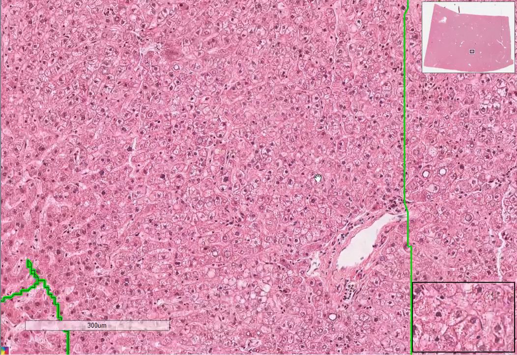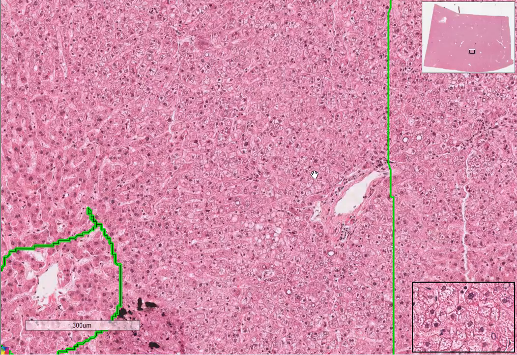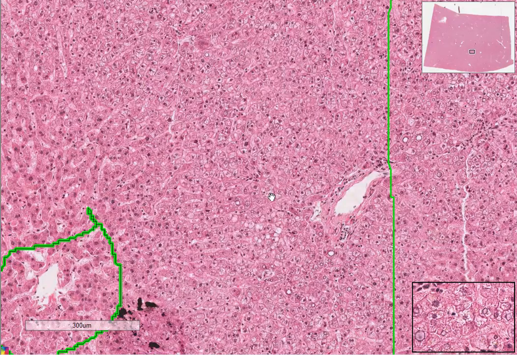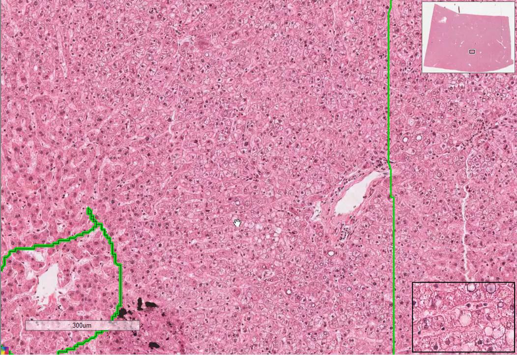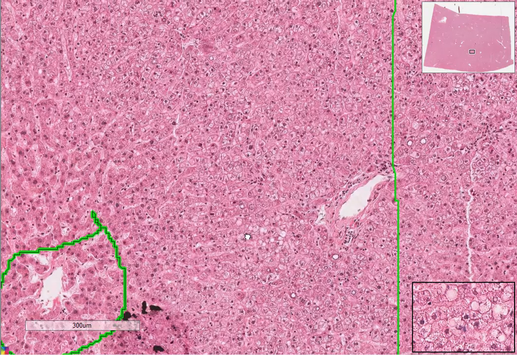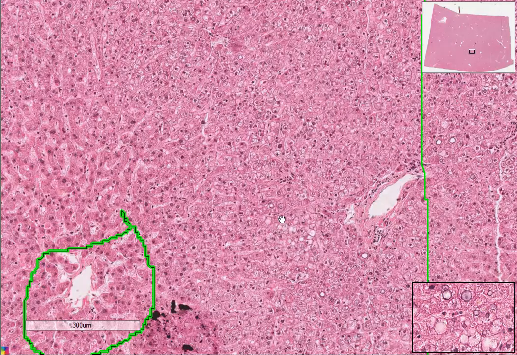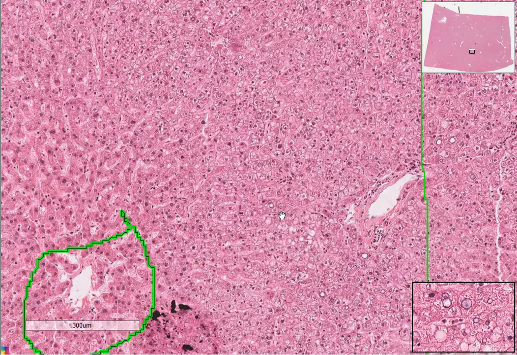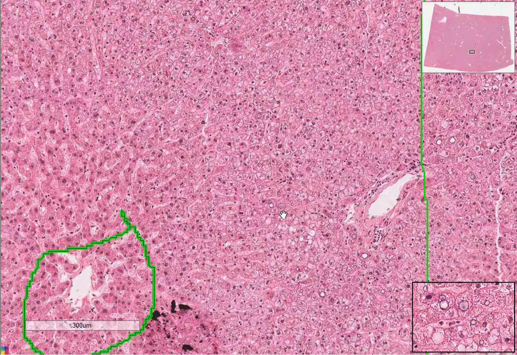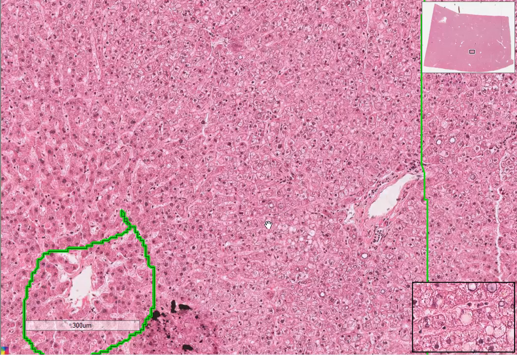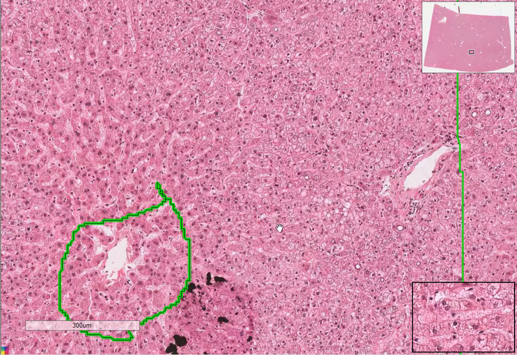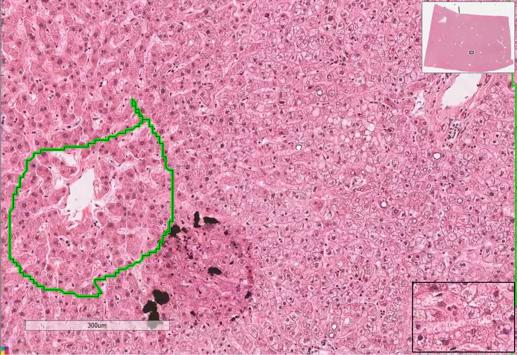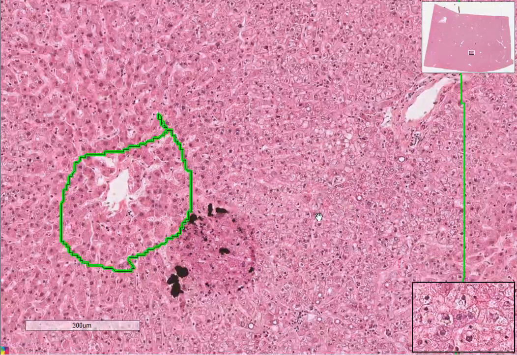I'm sure you've heard of something called the space of Disse. It's just between the sinusoidal endothelium and hepatocytes. And this is where exchange of nutrients, oxygen, proteins, and waste products occurs. Within this space, the hepatic stellate cells, also known as Ito cells, are found. These cells normally store vitamin A, if you can remember. Just remember to refer to your normal histology text.